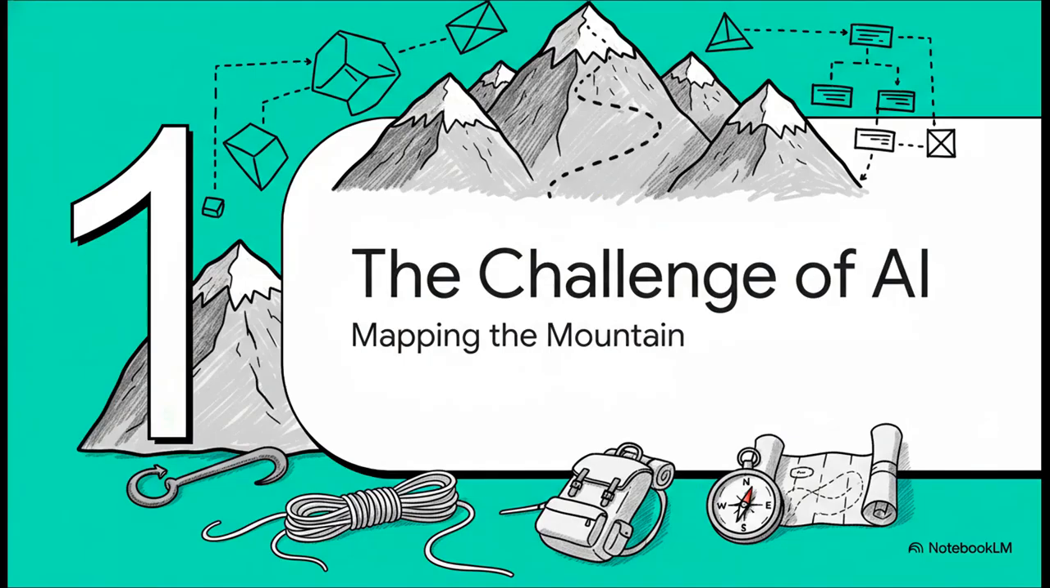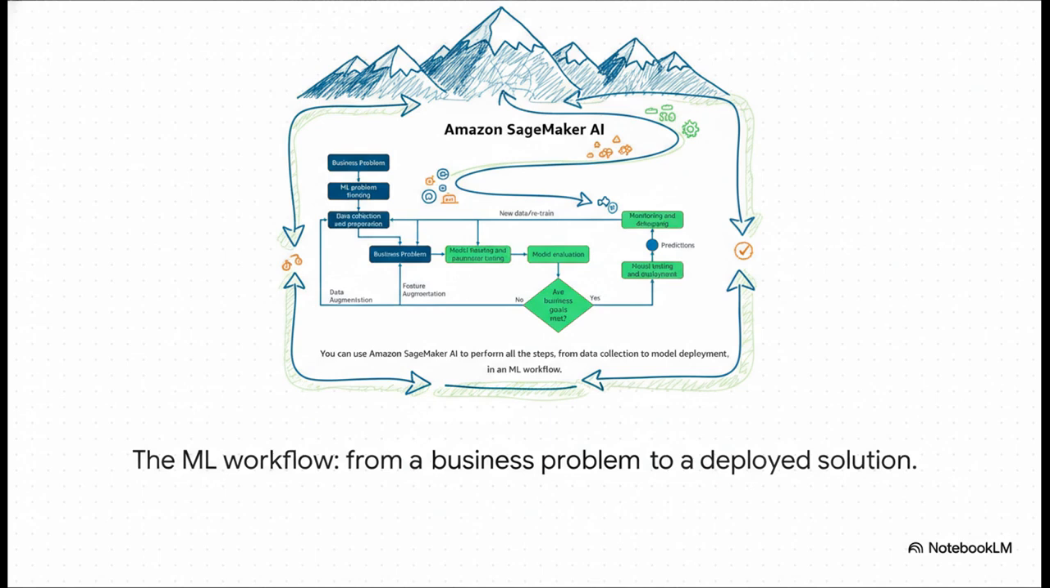Now, building an AI, well, it's not exactly a walk in the park. It's a lot more like climbing a mountain. It requires a plan, you need the right gear, and you absolutely need a clear map of the terrain. So let's start by taking a look at that map. Okay, so this is our map.